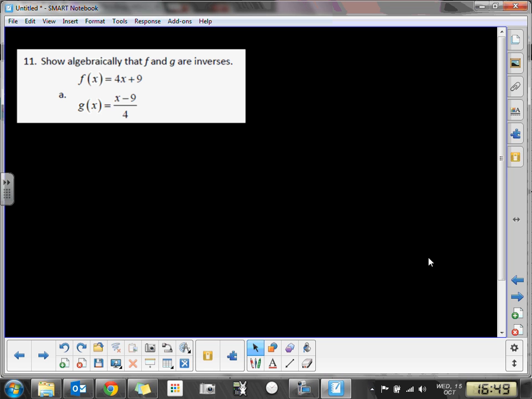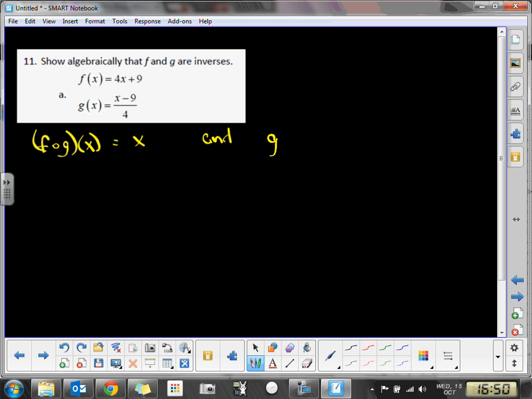To show this, you can't do it with a single value. Show means to prove, and to prove means you have to show it works for all values. So in order to do this, it was a two-step problem. We had to figure out that f of g of x will return a value of x, and to show that g is the inverse of f, we want to show that g of f at x returns an output value of x. So we have two different things we have to do here.